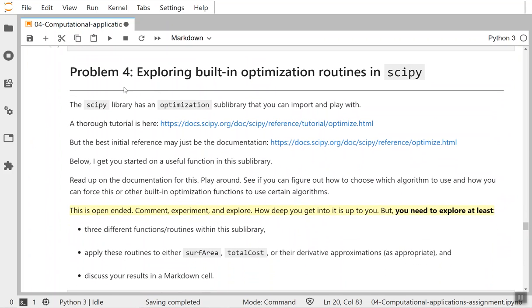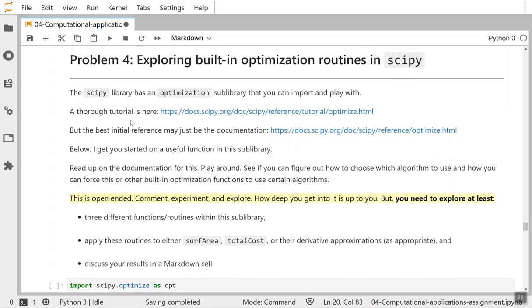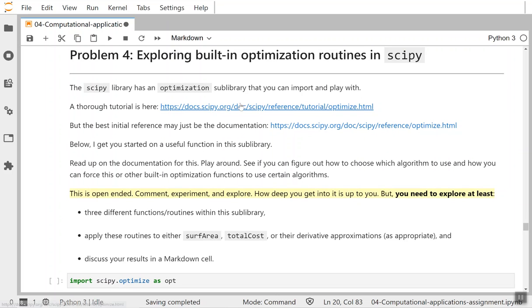So now, problem 4 goes back to exploring built-in optimization routines in SciPy. This is kind of removing a little bit from our functions, but we'll use our surface area and total cost functions as tests for these, as examples. The SciPy library does have an optimization sublibrary that you can import and play with, and I think you should know about it, so that's why I have a problem for it. A thorough tutorial is given here, so you can click on this and find it. You can turn a lot of examples from that tutorial into your own Jupyter notebook. But the best initial reference may just be this documentation.